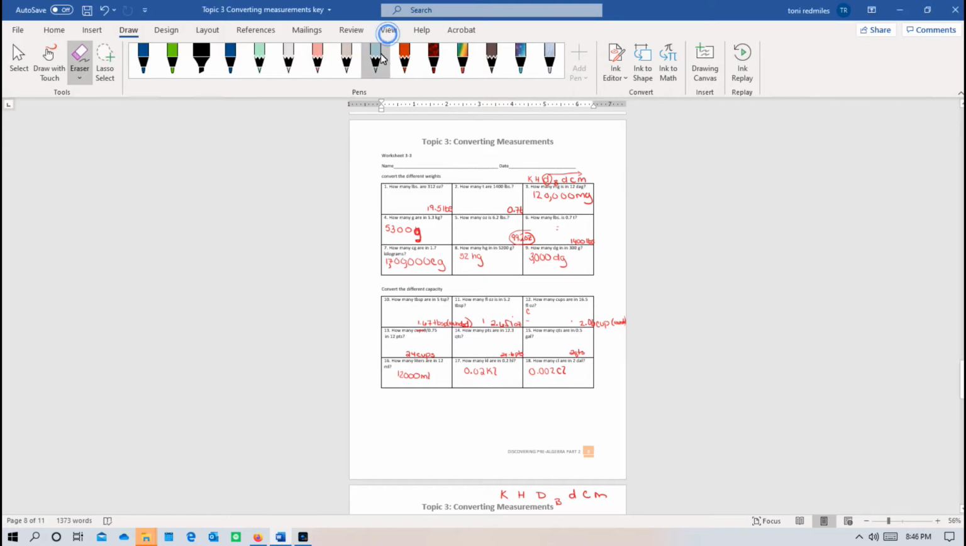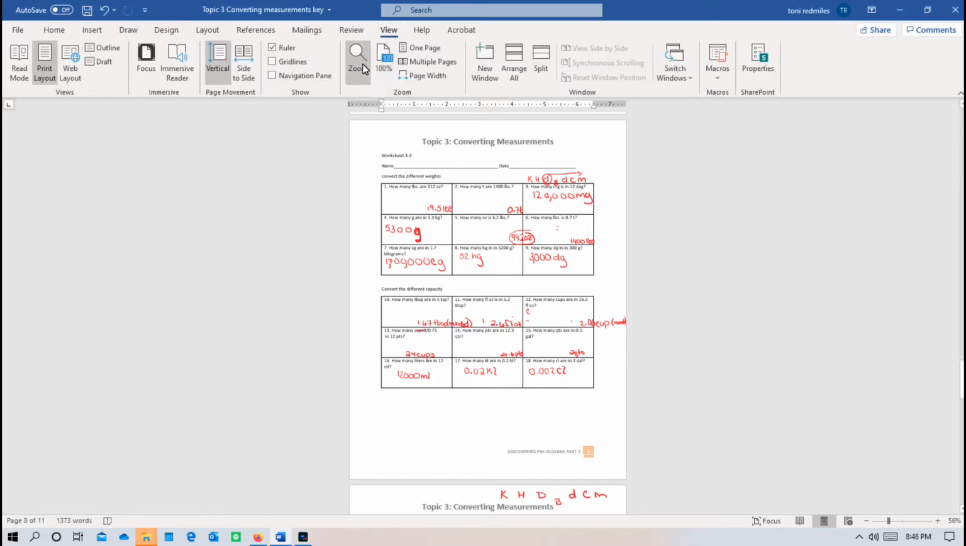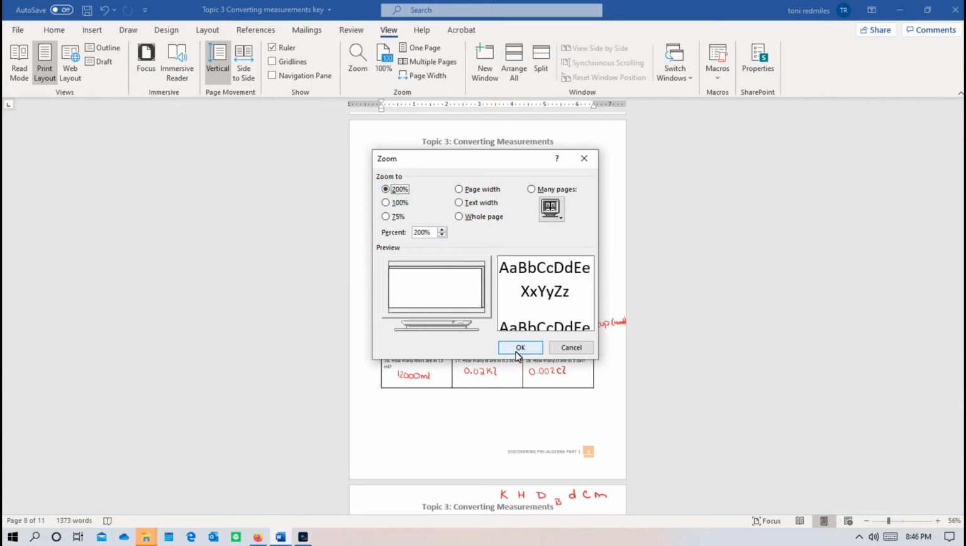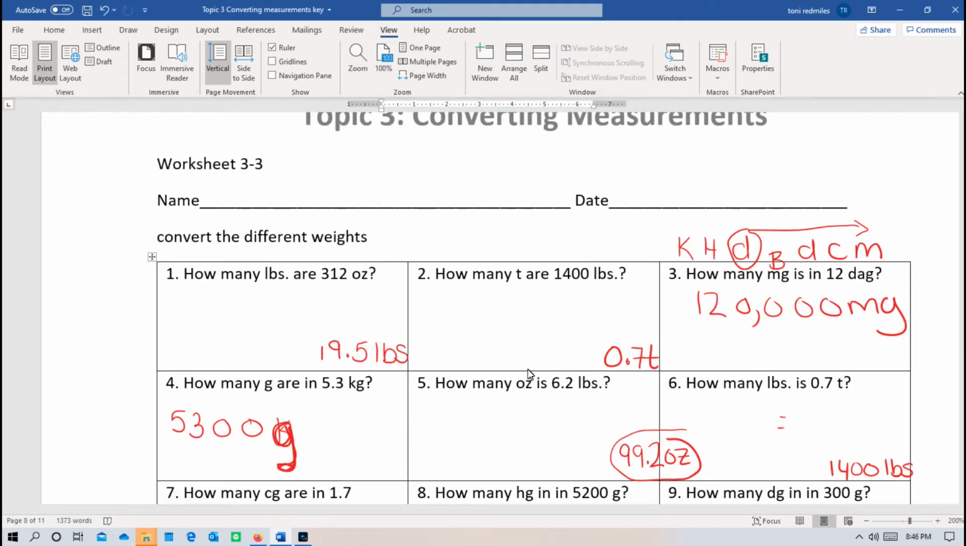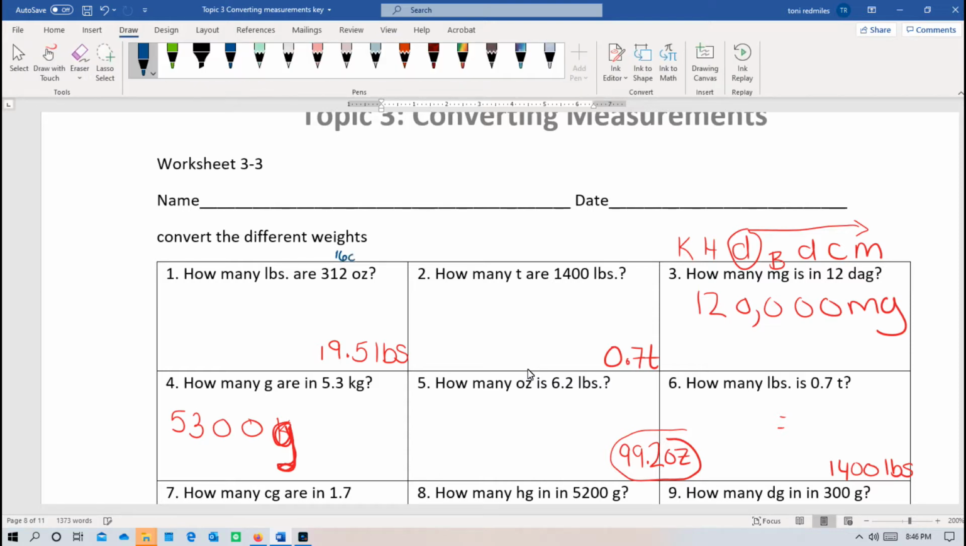Alright, so I'm going to zoom in and work on some of these. And in this first one, how many pounds are in 32 ounces? Okay, well, there are 16 ounces in 1 pound. All right, now because pounds are the unknown, I'm going to put those on top, and I'm going to put my 16 ounces on the bottom. And I know that I have 32 ounces, and that's going to be over x.